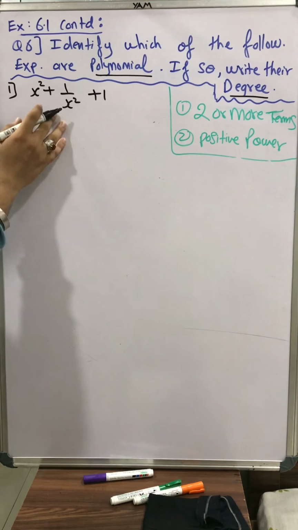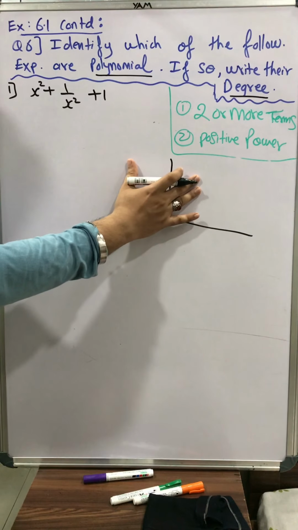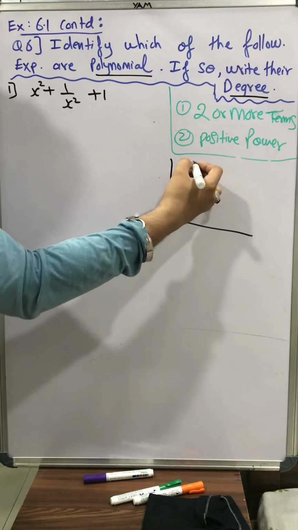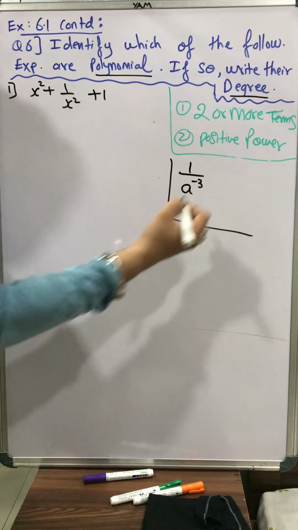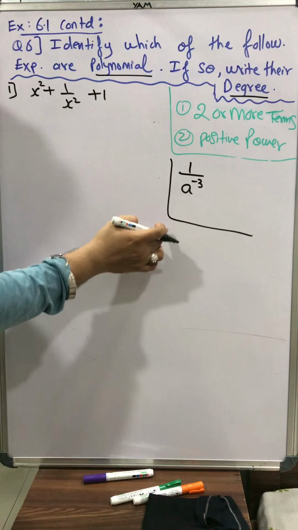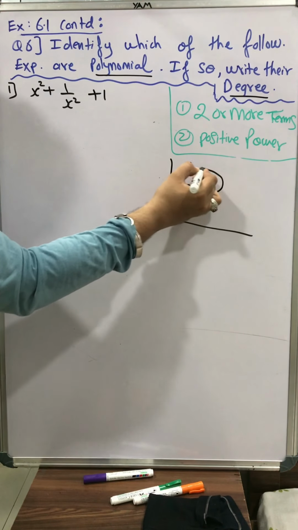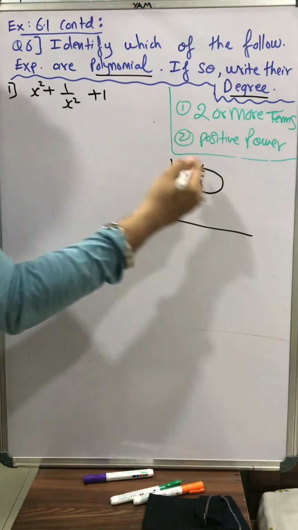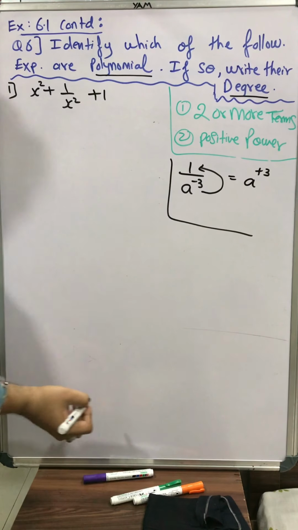Before solving this, I am writing one note over here. Please listen to this. This is a very simple thing which you have all already studied in 6th standard. See here, please. If I have 1 upon a raised to minus 3, and if I bring this a from the numerator to the denominator, or rather from the denominator to the numerator, this will become a raised to plus 3.